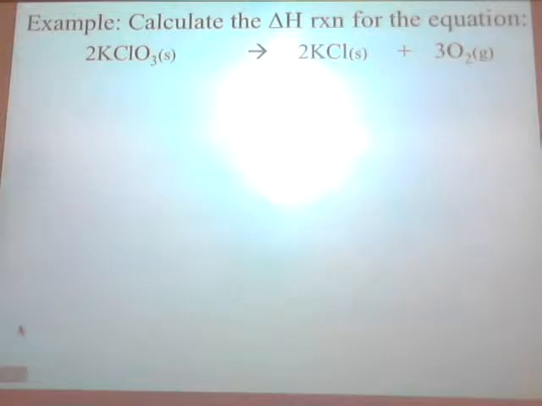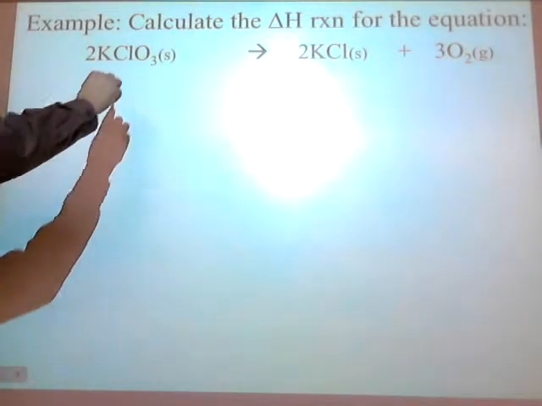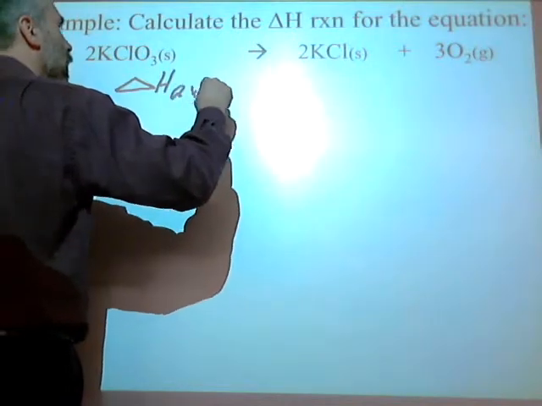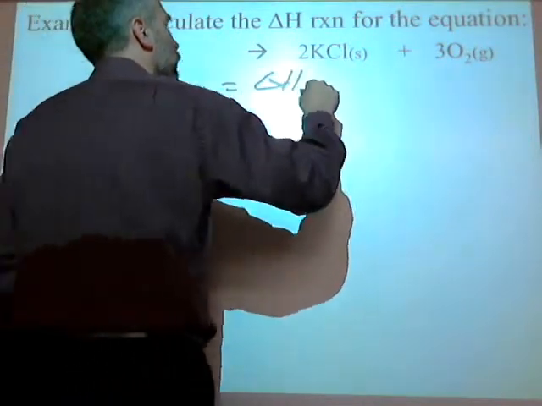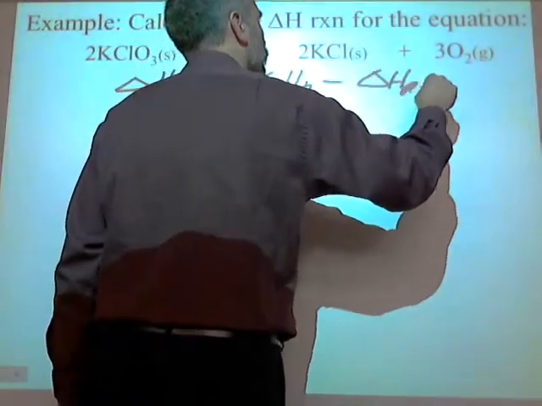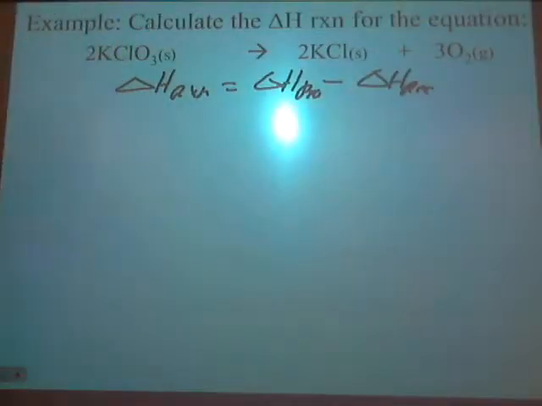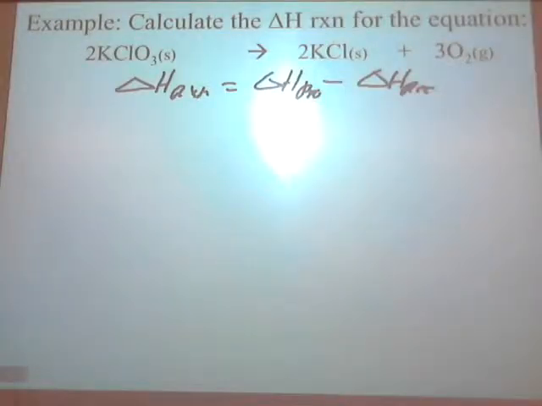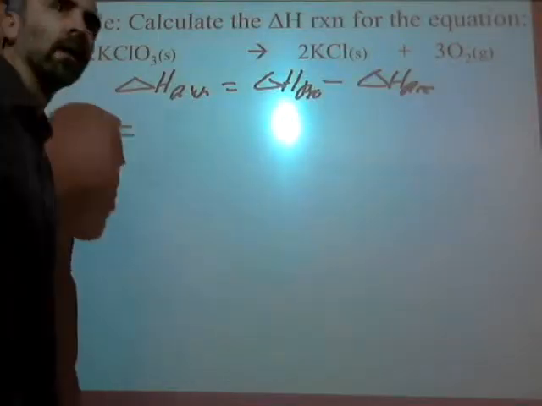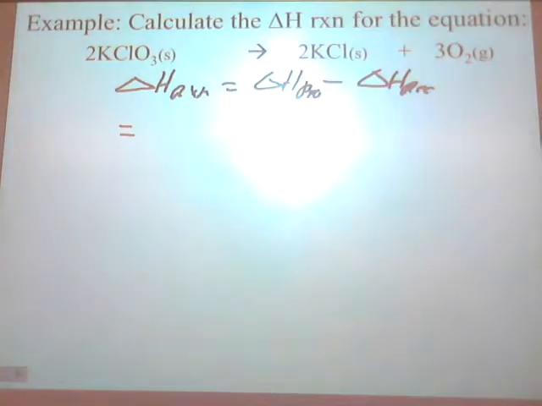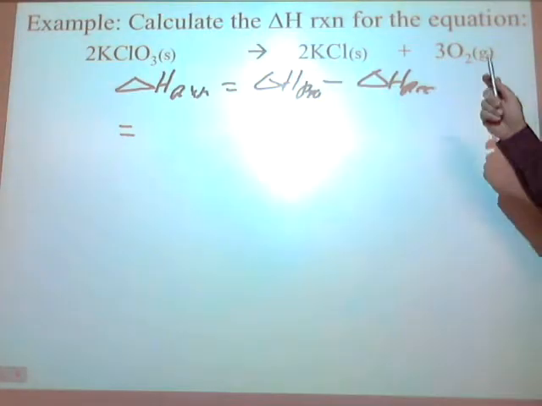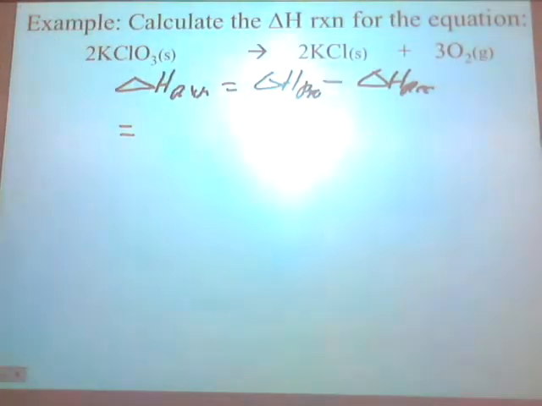There it is. I just moved them up here so I can show the work. Here's what you're going to write as your work: delta H of the reaction equals the delta H of the products minus the delta H of the reactants. I'm just going to shorten that a little bit. Delta H of the products minus delta H of reactants. Look them up in the back of the book. Look up your delta H's for each of those compounds, plug them in, and see what you get.